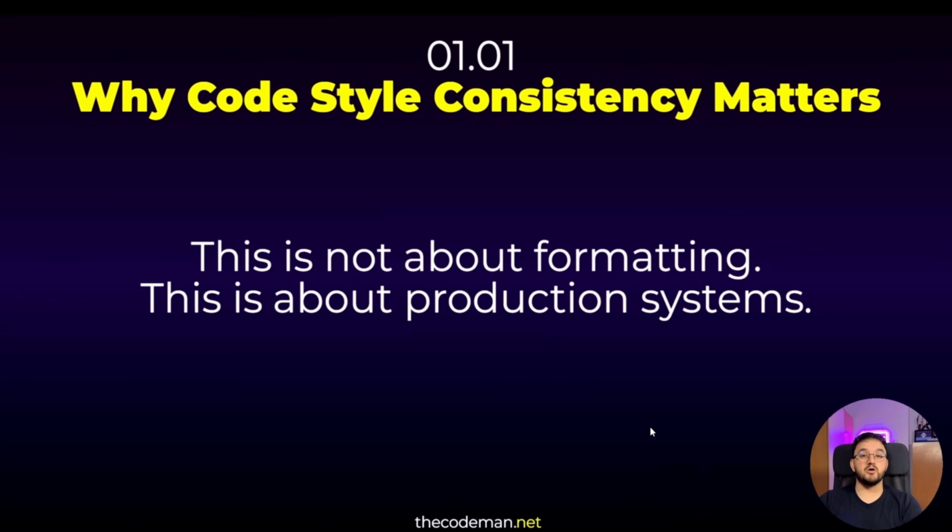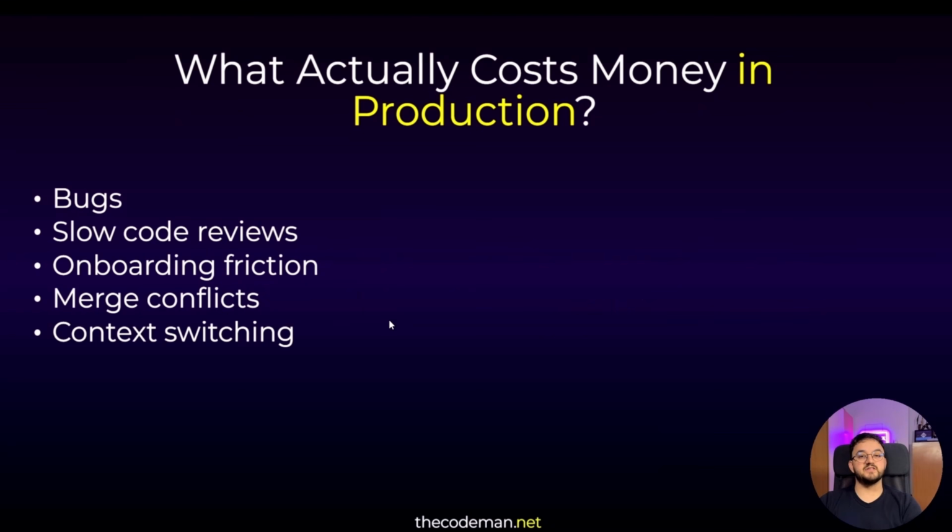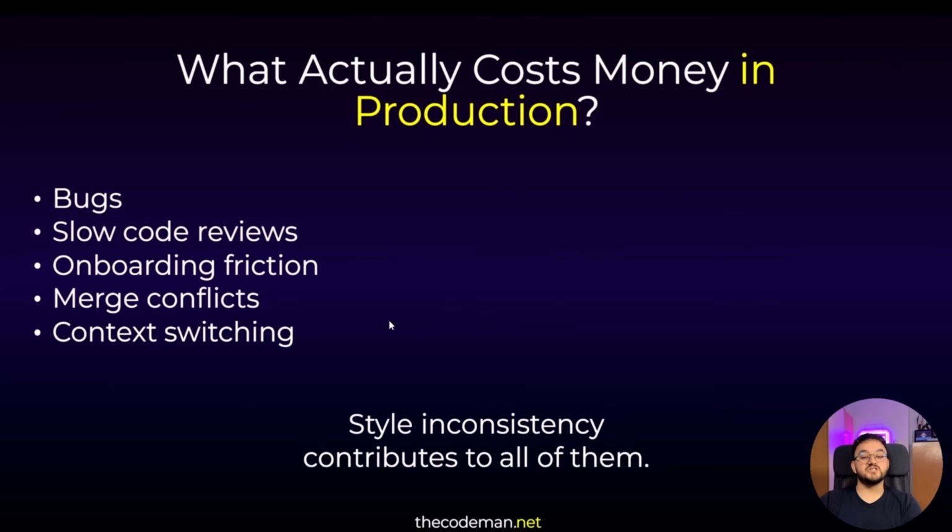This is not about production system. Let's elevate this beyond formatting is important. When you look at a production system, what really costs money? Bugs cost money, slow code reviews cost money, onboarding friction, merge conflicts cost money, context switching also costs money. Style inconsistency directly contributes to all of them.